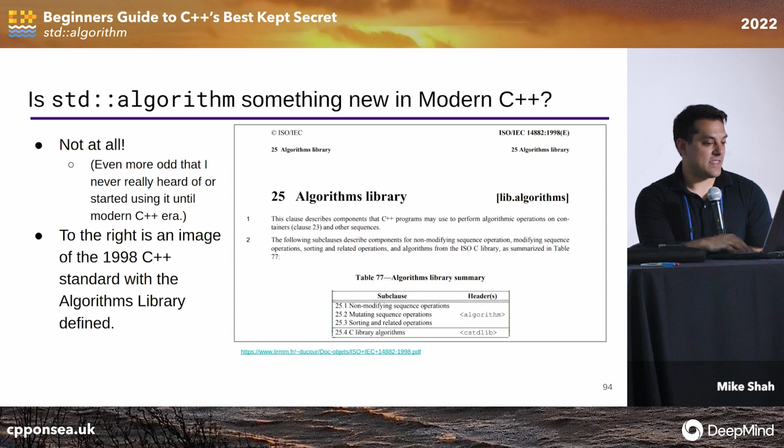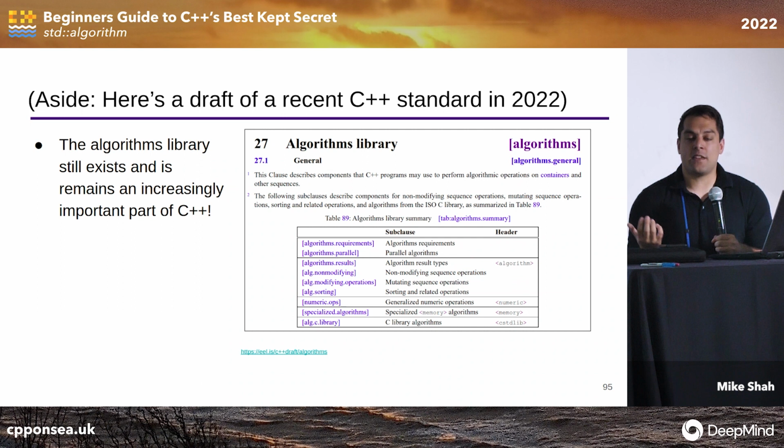Now, did I learn it? I didn't. But it's becoming an even bigger part of C++ today. So I captured some draft of a standard a few days ago, and you'll see that this list of algorithm categories is growing. Okay, so it's a very important part of the language, or of the library, to be specific.